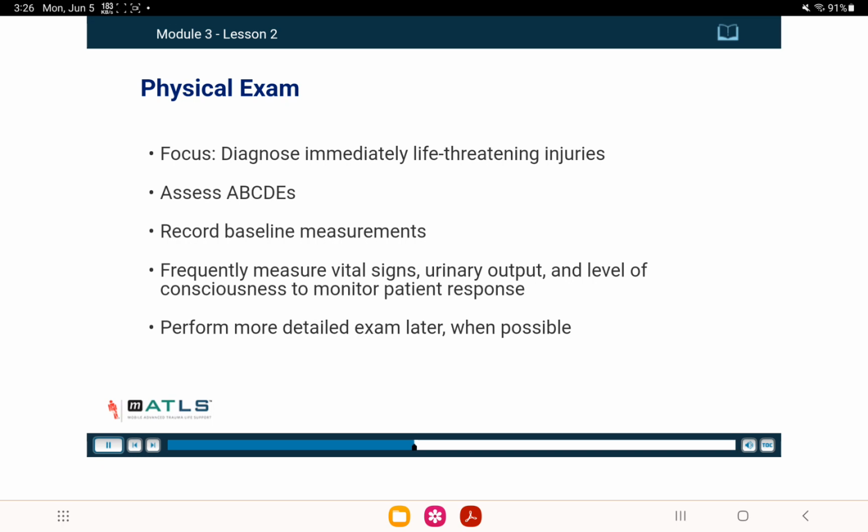The physical examination is focused on diagnosing immediately life-threatening injuries and assessing the ABCDEs. This would include rapid control of hemorrhage, exposure of the patient to assess all injuries, and preventing hypothermia to limit coagulopathy. Baseline recordings are important to monitor the patient's response to therapy, and measurements of vital signs, urinary output, and levels of consciousness. A more detailed examination of the patient follows as the situation permits.